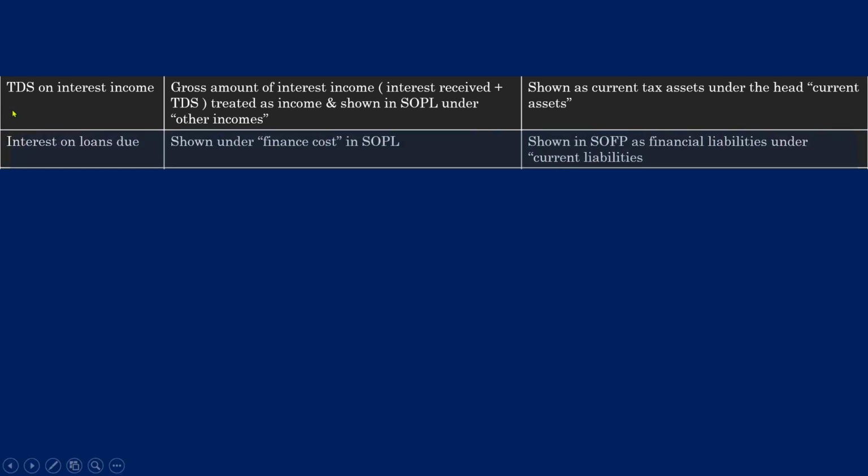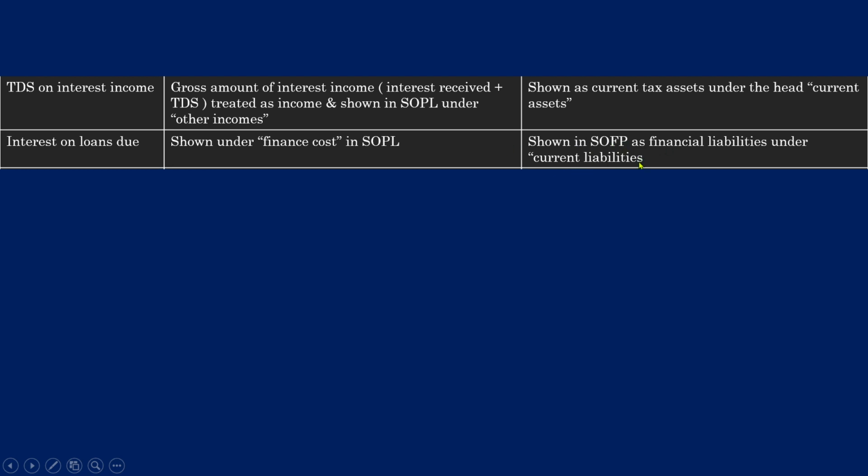Next item, interest on loans due. If you come across a question where interest on loan due or outstanding is specified in the adjustment, how are you going to treat that? We all know what is meant by interest on loan, and interest on loan due means outstanding interest, that is an amount we are liable to pay. We haven't paid yet, we have to pay. In the statement of profit and loss, it should be shown under finance cost, and in the statement of financial position it is shown under current liabilities.